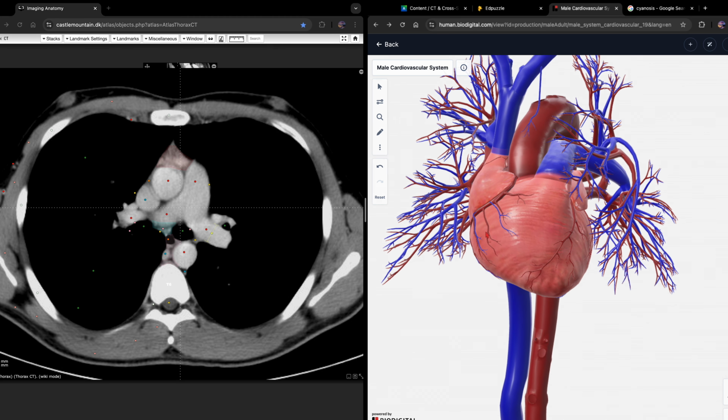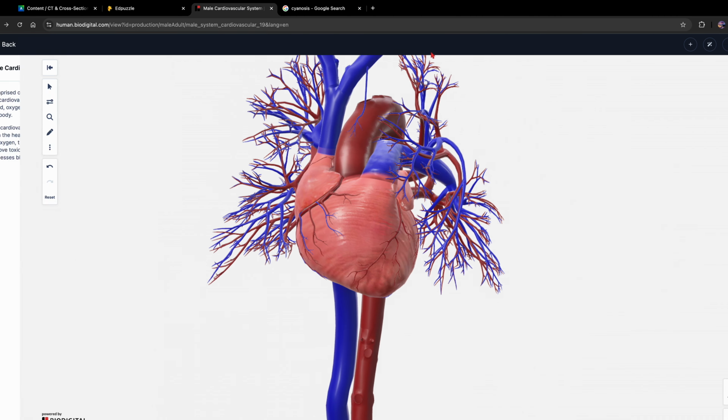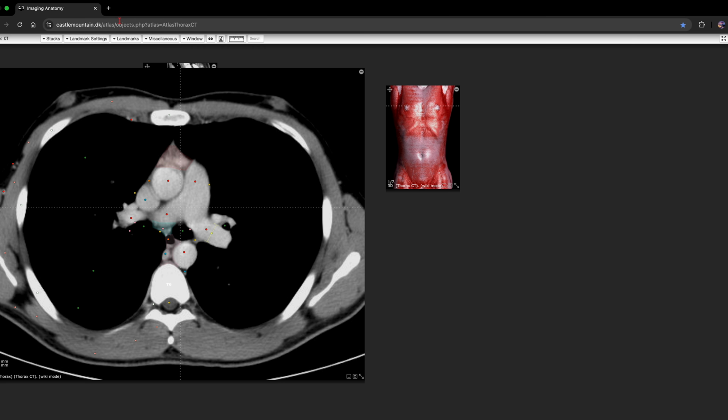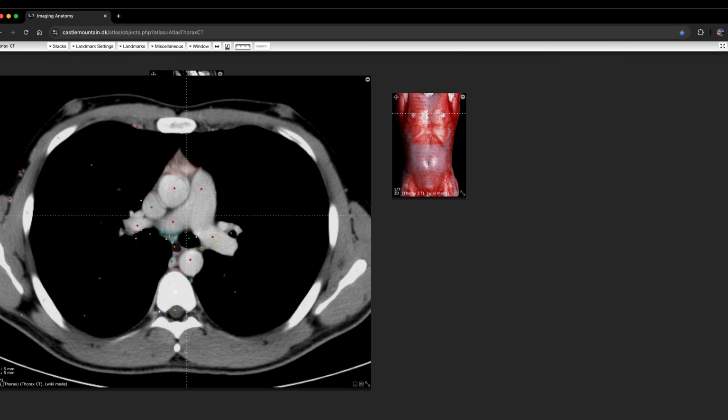All right, so let's continue on with some more images, give me 1 second here. Some more images of that, 3D images of the circulatory system.